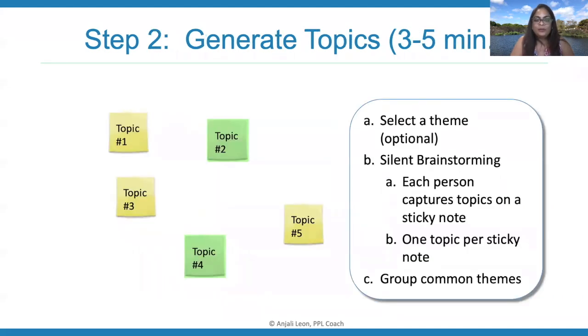Next, you want to have the participants generate some topics. And the best way to do this is to use silent brainstorming. So give the participants a time box of somewhere between 3 and 5 minutes and have them capture topics on sticky notes, either virtual sticky notes or physical sticky notes. The idea is to have one topic or one question per sticky note. Once the topics have been generated, you as a facilitator can combine any topics that might follow a common theme before the participants get a chance to vote on the topics.